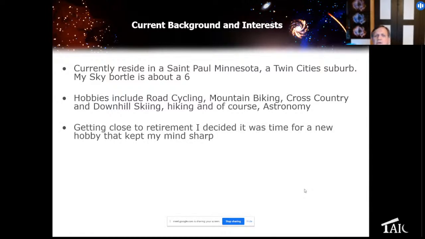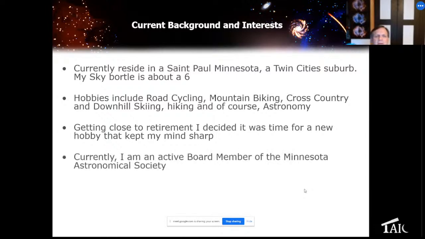I was getting close to retirement, and I decided I needed time for a new hobby that kept my mind sharp. And being in the computer business, working my mind is always busy. So this is just going to be a continuation. Much different, but still very interesting to me. I'm currently an active board member at the Minnesota Astronomical Society.